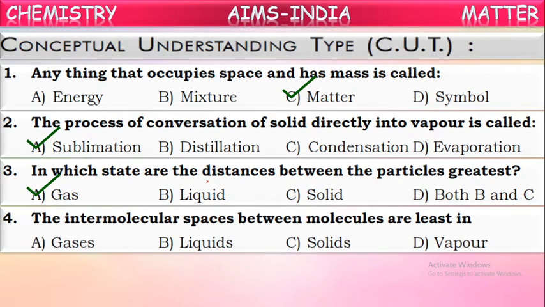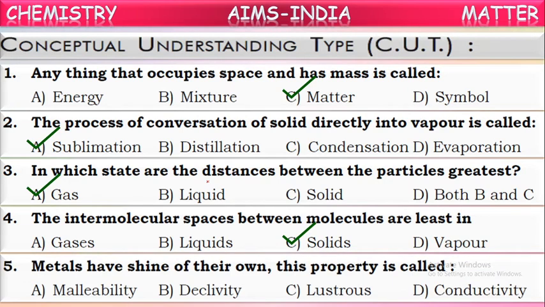Next question. The intermolecular spaces between the molecules are least in. Just now I told, the intermolecular spaces or intermolecular distance, both are same. Intermolecular distance means the distance between the adjacent molecules in a matter. These are least in case of solids. Solids have the least distances because the molecules are closely packed. They are completely packed. There are no gaps between the molecules. Okay, next question.